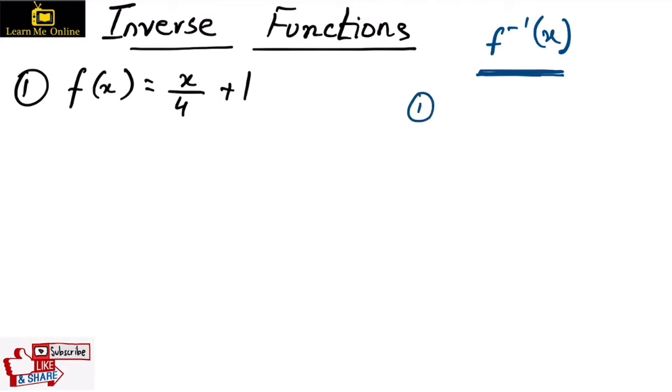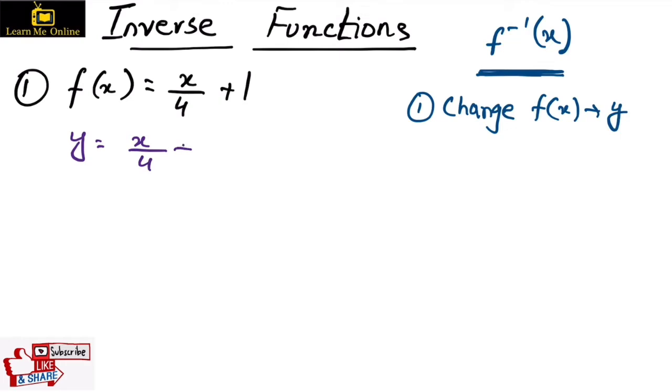Step 1 is we change f of x to y. So the first step is always, whatever function is given to you, you write it in terms of y. That would now be y equals x over 4 plus 1.